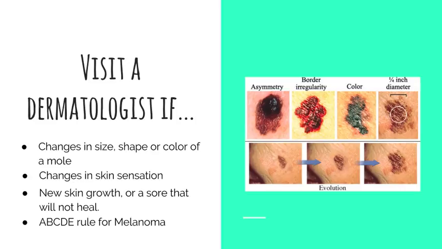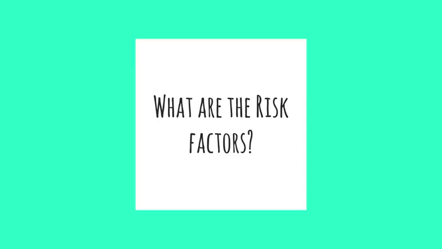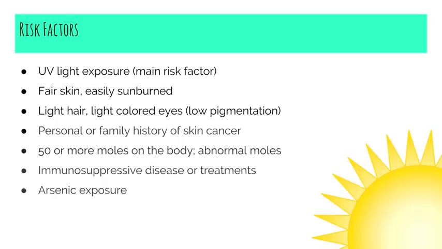D represents diameter for a mole larger than 6 millimeters, and E represents evolution, which is the change of a mole over time. What are the risk factors? Exposure to UV light is the main risk factor, followed by having fair skin, being able to easily sunburn, having light hair, light-colored eyes, personal or family history of skin cancer, 50 or more moles on the body or abnormal moles, immunosuppressive disease or treatments, and exposure to arsenic.